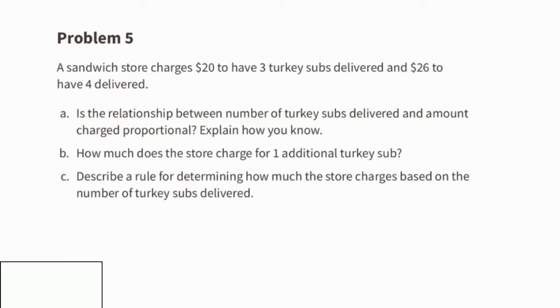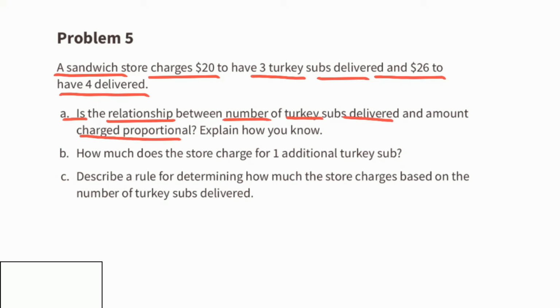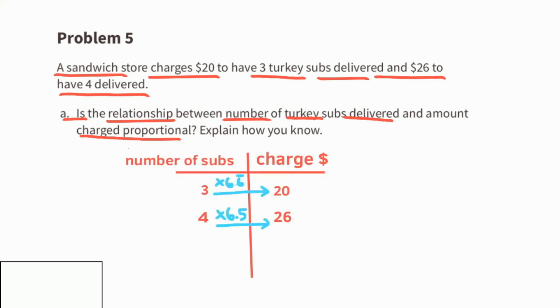Problem number 5. A sandwich store charges $20 to have 3 turkey subs delivered and $26 to have 4 delivered. A. Is the relationship between number of turkey subs delivered and amount charged proportional? Explain how you know. Since $20 divided by 3 subs equals $6.66 per sub, and $26 divided by 4 subs equals $6.50 per sub, I would say that this is not proportional.